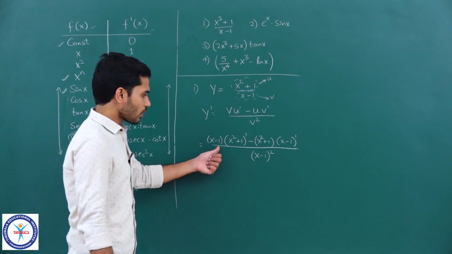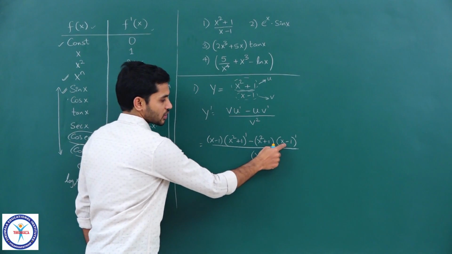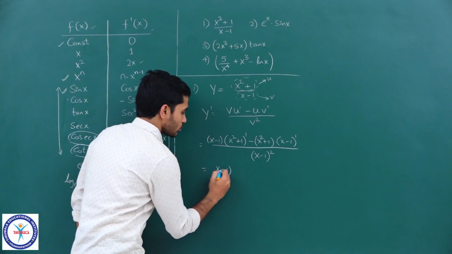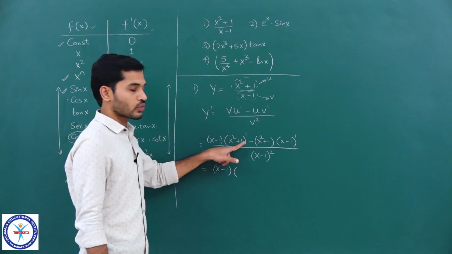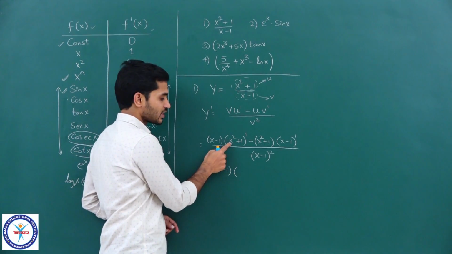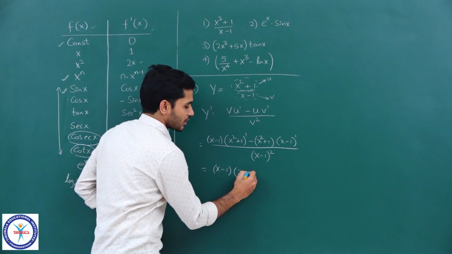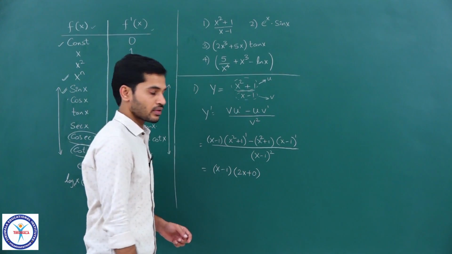So, now you know how to find the derivative of this, right? Derivative of this function and derivative of this function. So, let us substitute the values. So, x minus 1 into what is the derivative of x square plus 1? I can individually differentiate and add them. So, what is the derivative of x square? 2x, and derivative of 1, which is a constant, will be 0, correct?